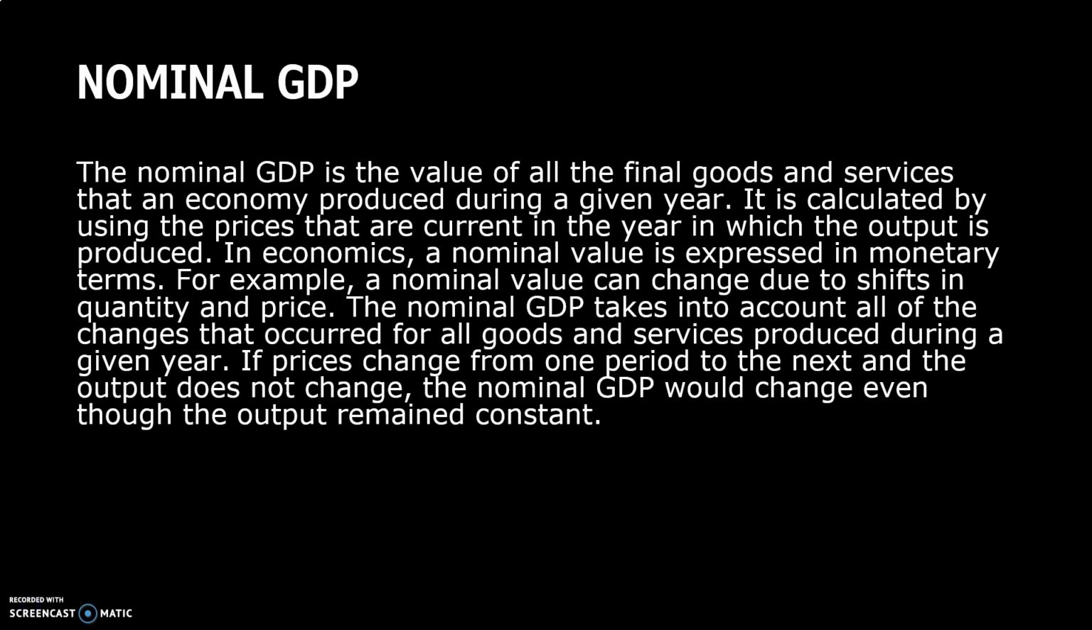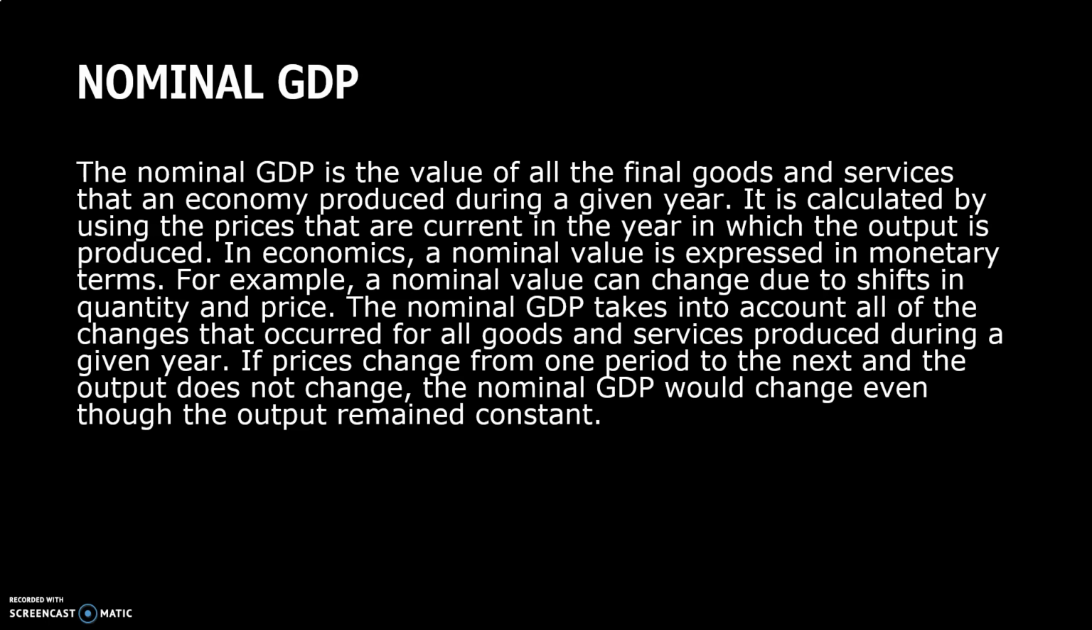Now, the GDP can be viewed in terms of it being a nominal value or a real value. So the nominal value is the value of all the final goods and services that an economy can produce during a given year. It is calculated by using the prices that are current in the year in which the output is produced. So when we're looking at GDP as a nominal value, we're looking at the year in which the goods are produced and the price that the goods are being sold.